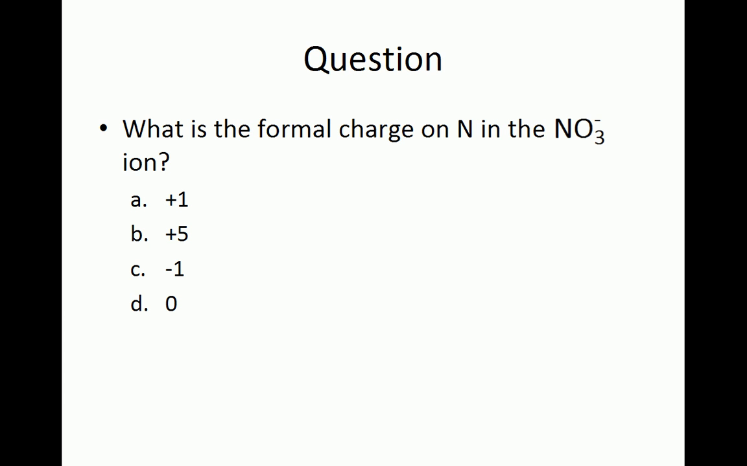What is the formal charge of nitrogen in the nitrate ion? A, plus 1; B, plus 5; C, minus 1; or D, 0?